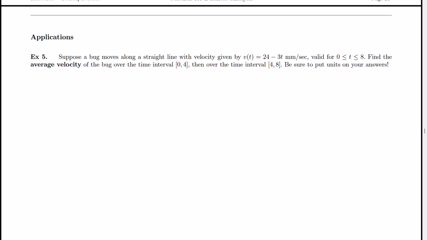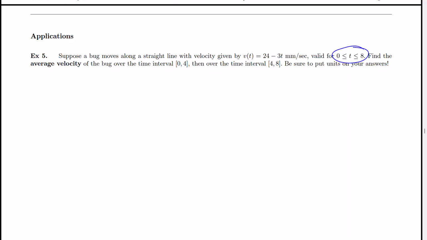Now this is only valid between 0 and 8 seconds, right? That's the time interval. We know it's in seconds because of that unit right there. So the velocity is being measured in millimeters per second, so I know that the time is also going to be in seconds. So they want me to find the average velocity of the bug over the time interval 0 to 4. So only part of the interval, not the full time 0 to 8. Then again, do the same problem, but find the average velocity from 4 to 8. And they want us to put some units on our answer, so we'll worry about that when we get there.